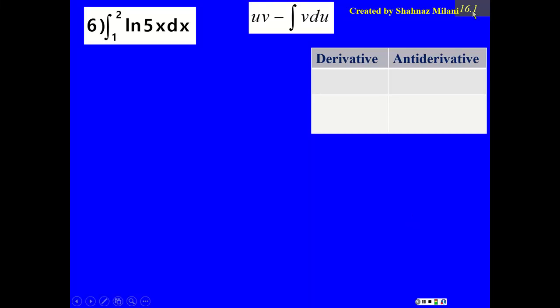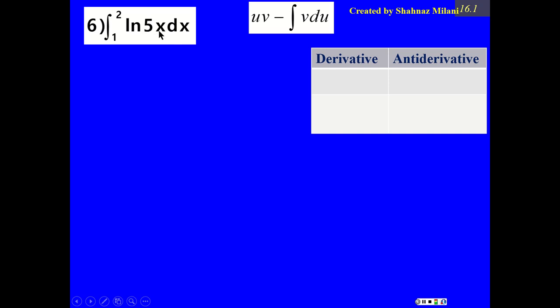This is Milani, Chapter 16, Section 1, Problem number 6. By looking at this problem, I'm going to go by integration by parts to find the area. Now, integration by parts over here, I'm going to use it as a two-part.